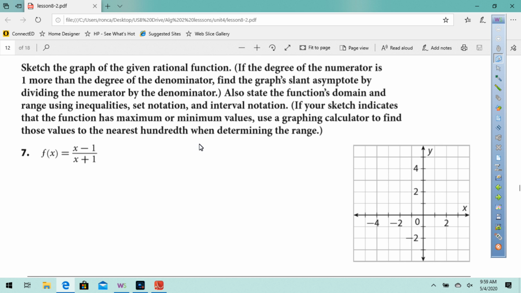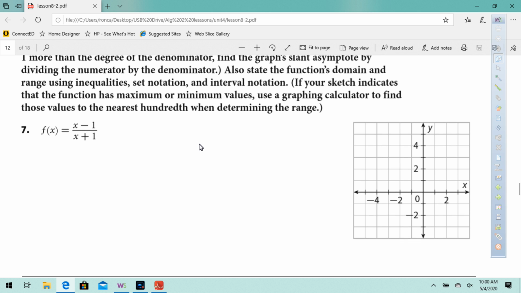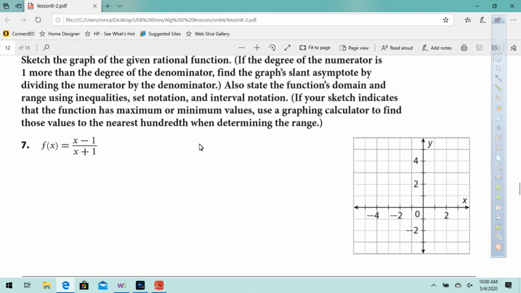It says, sketch the graph of the given rational function. If the degree of the numerator is 1 more than the degree of the denominator, find the graph's slant asymptote by dividing the numerator by the denominator. Also state the function's domain and range using inequality, set notation, and interval notation. If your sketch indicates that the function has maximum or minimum values, use a graphing calculator to find those values to the nearest hundredth when determining the range.